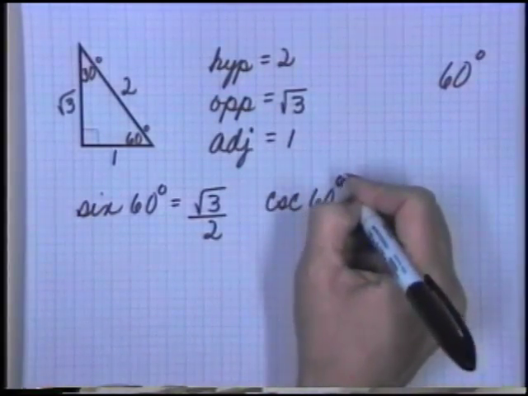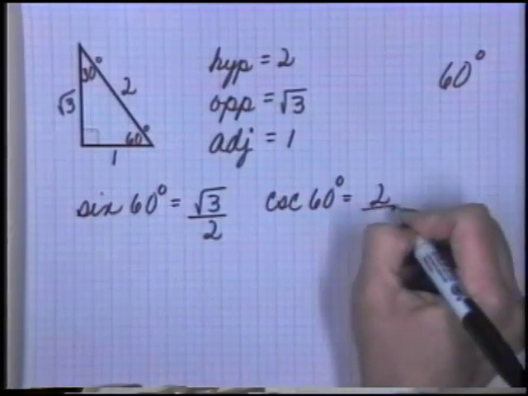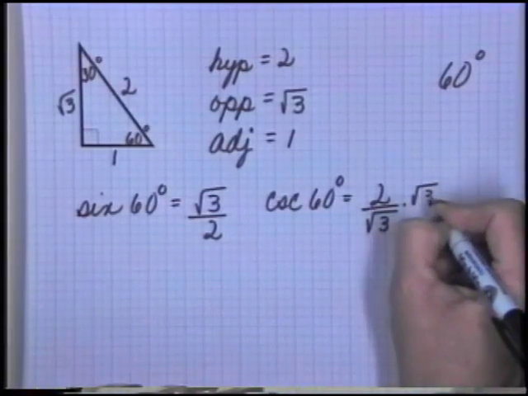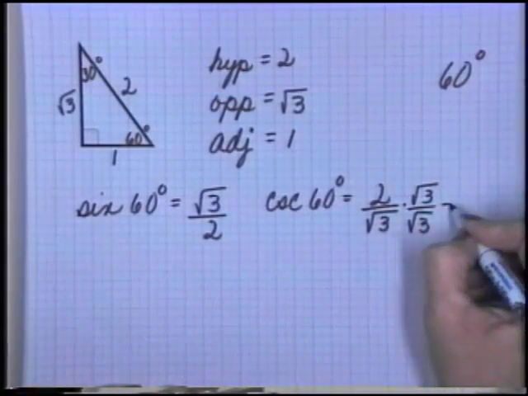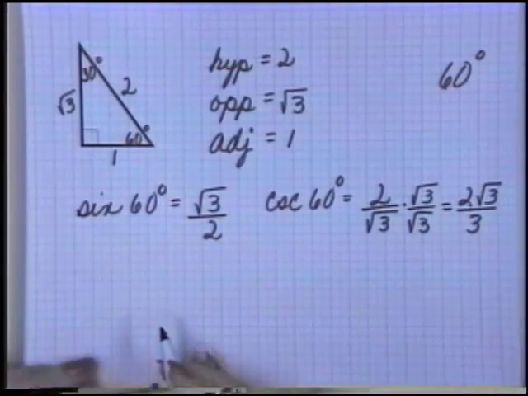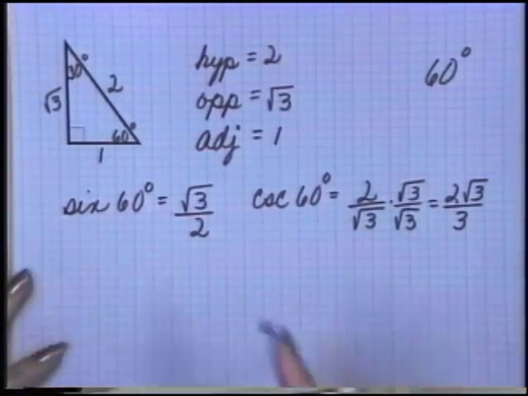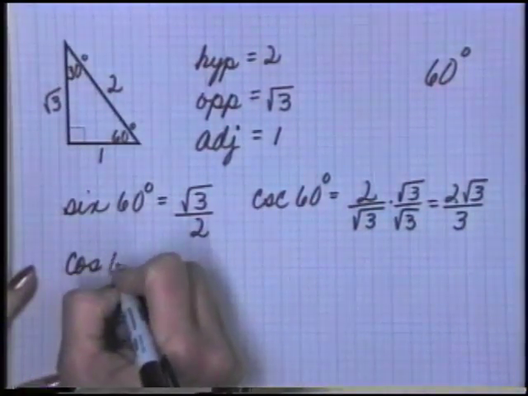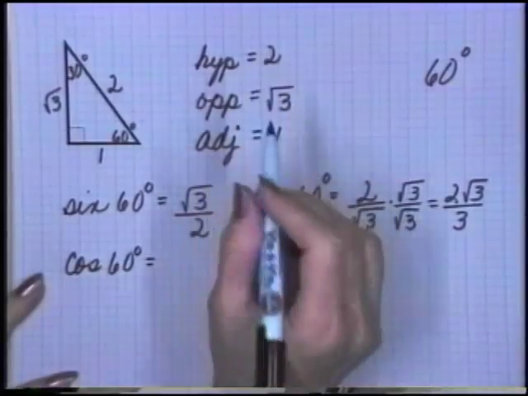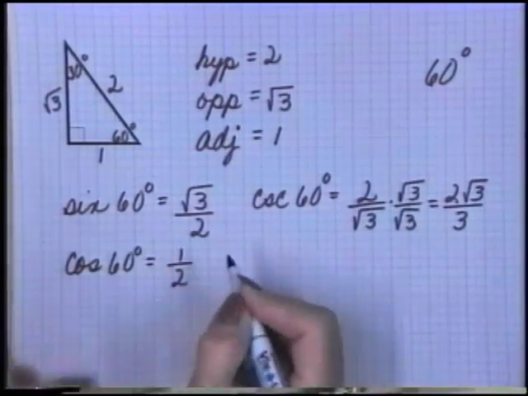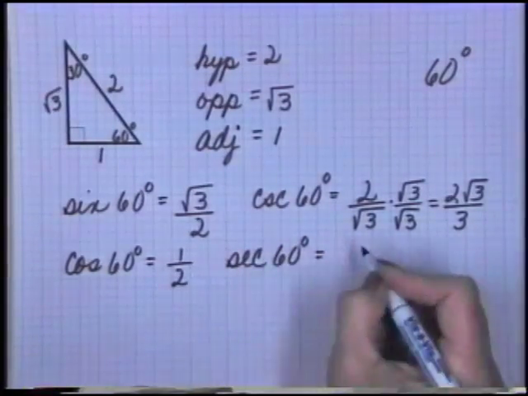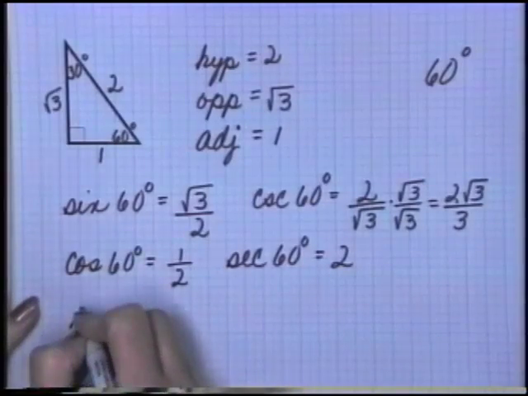For the cosecant of 60 degrees, we use the reciprocal of the sine. We get 2 over the square root of 3, and we'll rationalize. We'll have 2 times the square root of 3 divided by 3. For the cosine of 60 degrees, we use the adjacent leg divided by the hypotenuse, so it will equal 1/2. The secant of 60 degrees will equal the reciprocal of 1/2, which is 2.